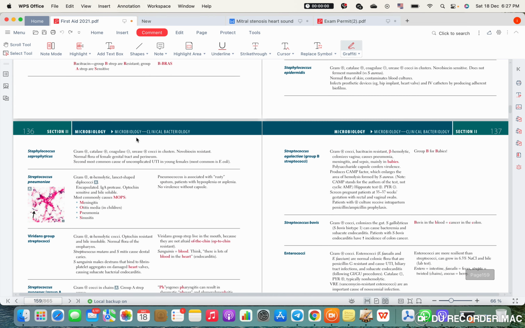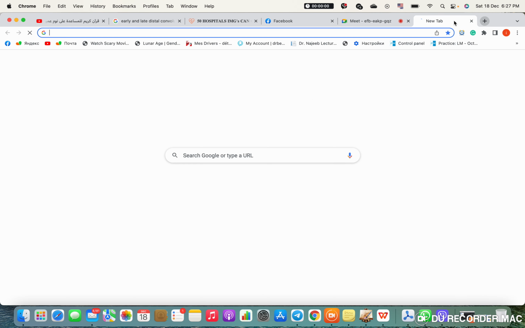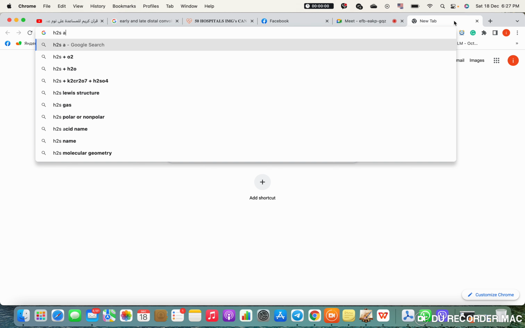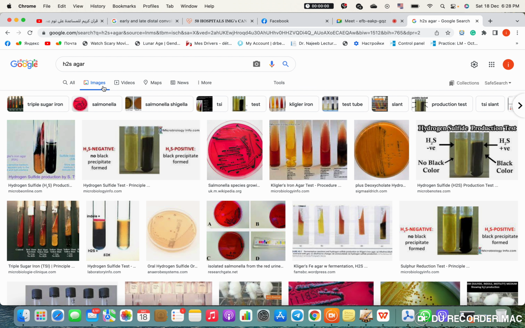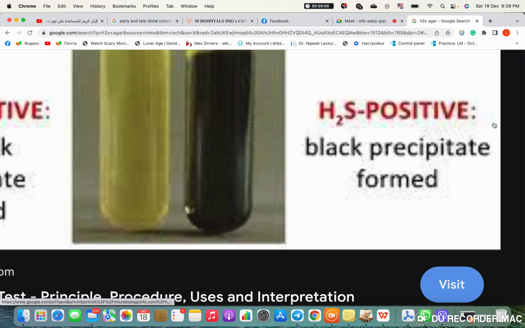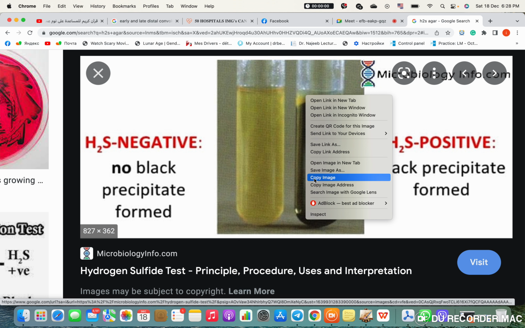Good. My next question is, do you remember if an organism tests positive for an H2S agar? We spoke about something called the H2S agar, and I told you when it's positive, what will be the color? Which color will it give? Black, it will be black. H2S agar will be black. And when it is black, what does it mean? It means that the organism is motile.